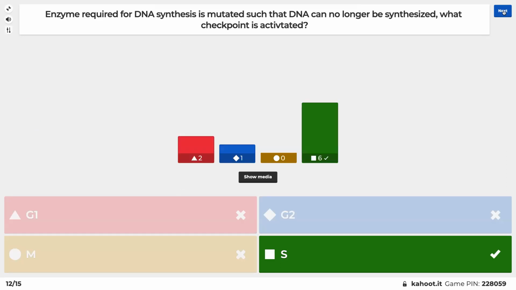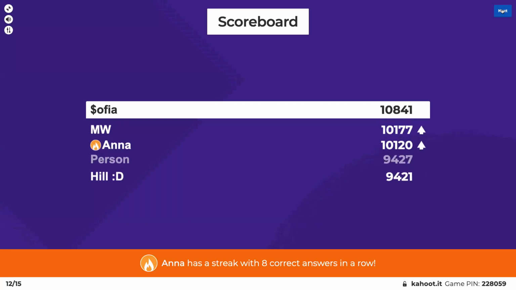So yes, S phase is correct. So we know that S phase is responsible for replication of the DNA. So that requires DNA synthesis. If the enzyme for this is mutated, that doesn't allow this to happen, then we're going to get stuck in the S phase, and the S phase checkpoint is going to hold the cell there. Is that clear to everyone? Cool. Nice.